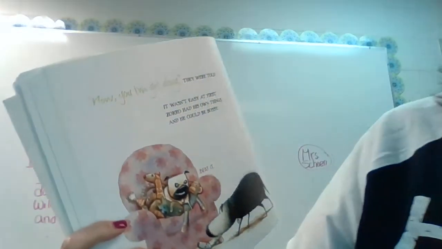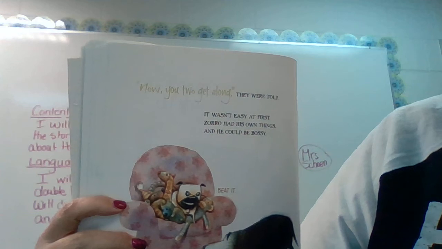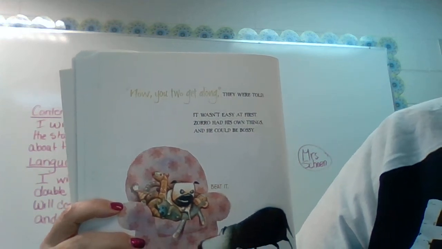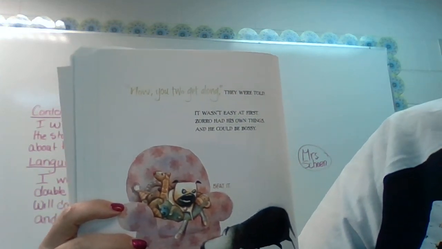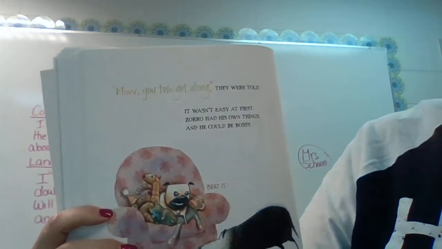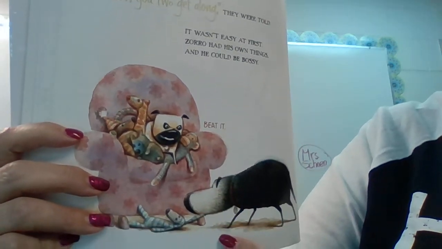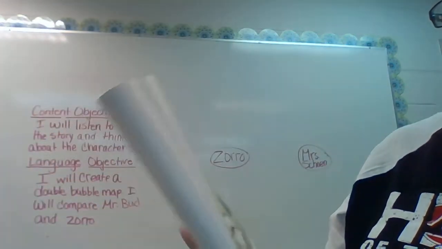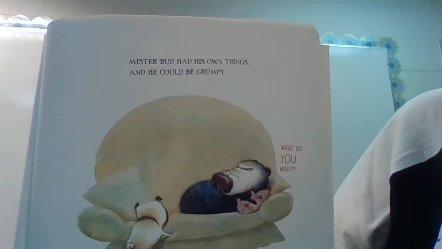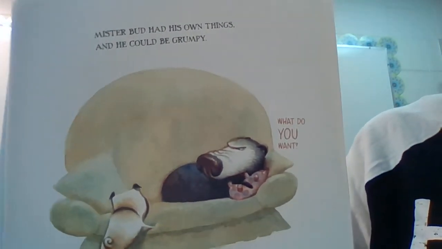Now, you two get along, they were told. It wasn't easy at first. Zorro had his own things, and he could be bossy. Beat it, telling Bud. Mr. Bud had his own things, and he could be grumpy. What do you want?